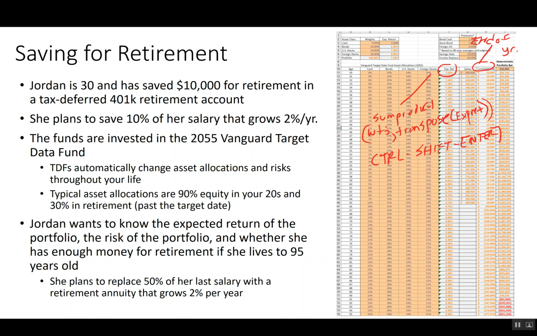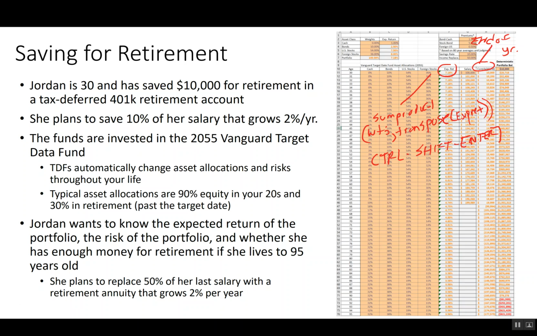We're going to assume that Jordan invests in a target date fund, one of Vanguard's target date funds, which is a 2055 fund. You can think about a target date fund where you just pick a date equal to roughly the year you're going to retire, say the year when you're maybe 65 years old. And let's assume that Jordan is going to be 65 years old in roughly 2055. Now, these funds are only for every 5 years, so she could probably choose a 2050 fund, a 2055 fund, or a 2060 fund.